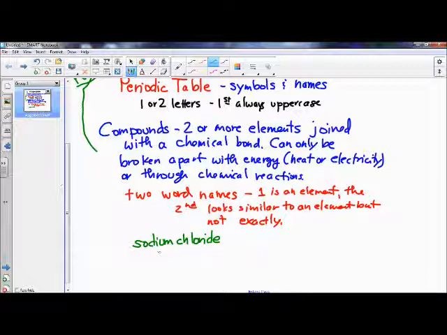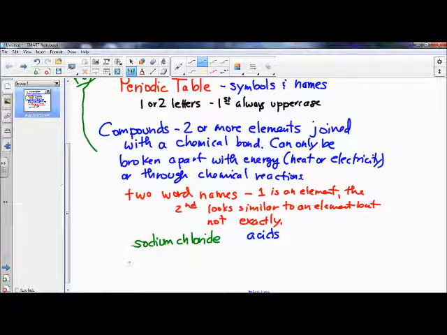And we will come back and talk in a little while about why the name is changed and it's not exactly like it is on the periodic table. But for now, if you see a two-word name, okay, and the second one looks sort of like an element in the periodic table but isn't exactly spelled the same or looks a little bit different, it's probably a compound. Other common compounds you may see are acids, okay, like hydrochloric acid or sulfuric acid.